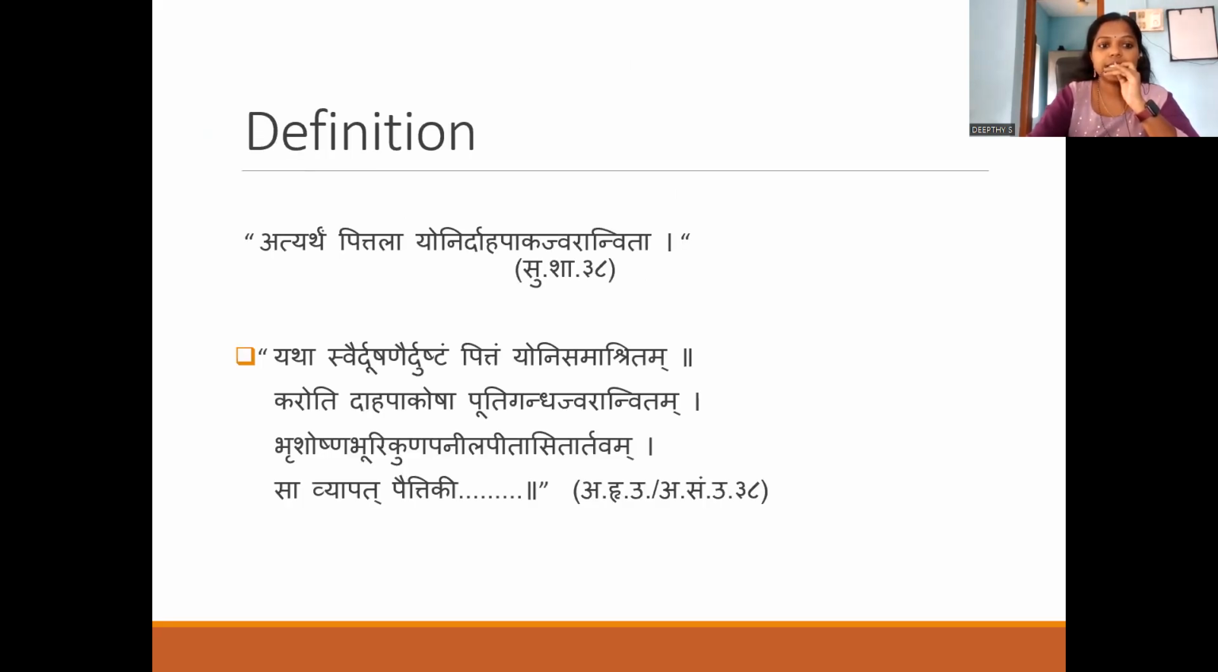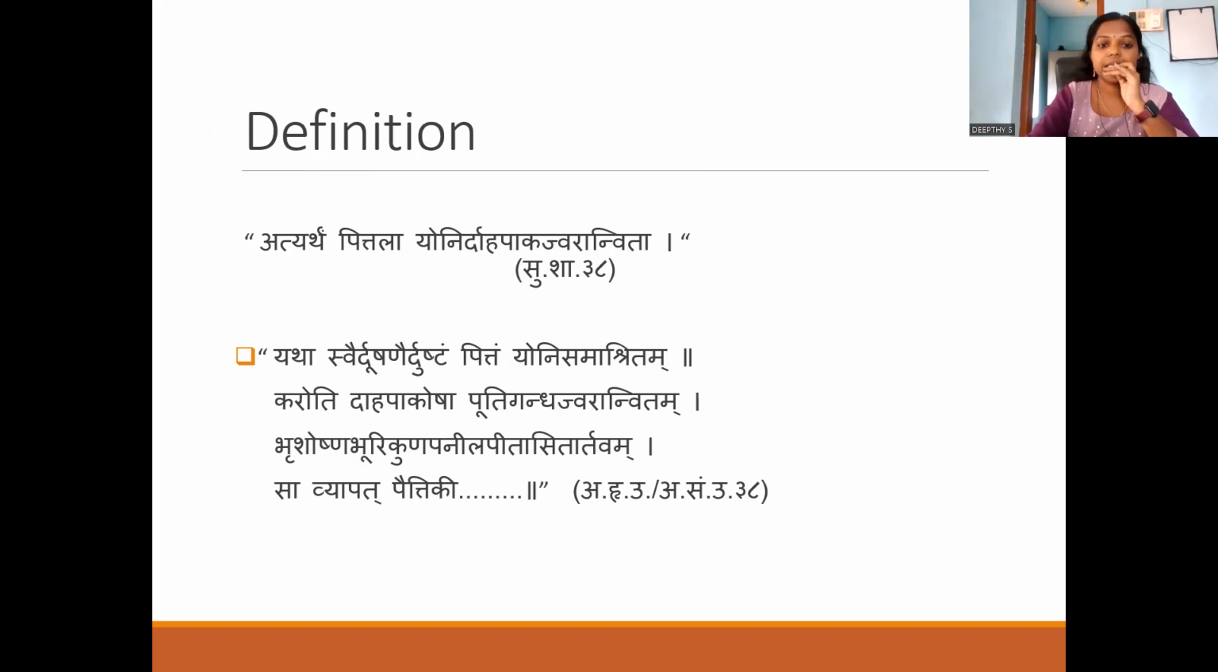So again the sloka is like that. Daha Paka Osha Pudi Gandha Jwaranidam Prishoshna Puri Kunaba Neela Pita Asidartavam Sa Vyapath Paithiki. Again, the different colors of menstrual blood. We can see different colors in the menstrual blood, that is Kunaba Neela Pita Asidartavam.